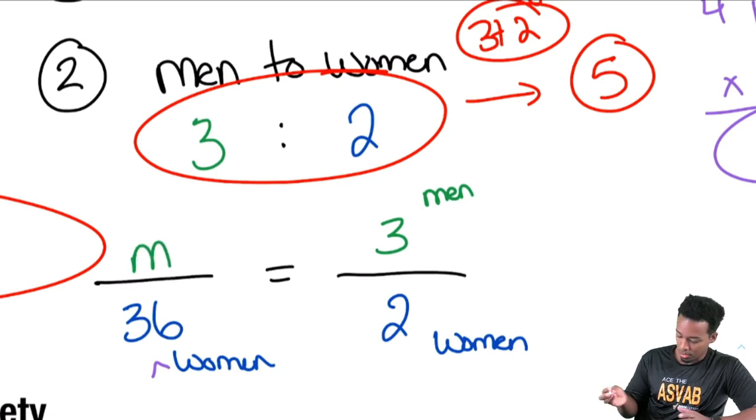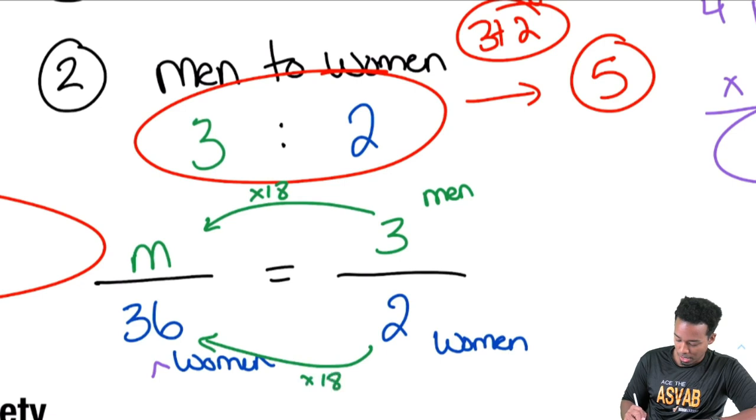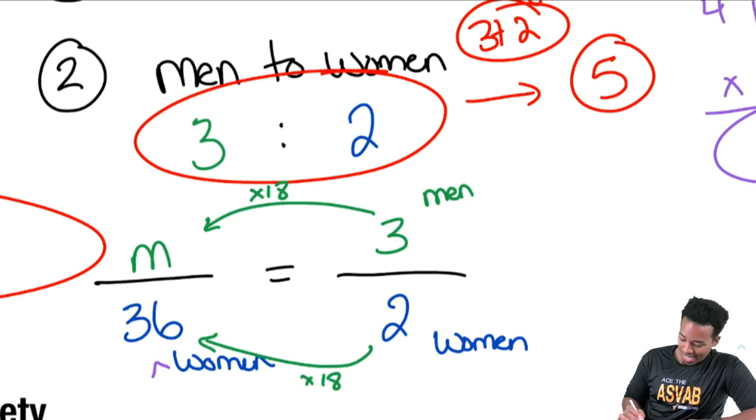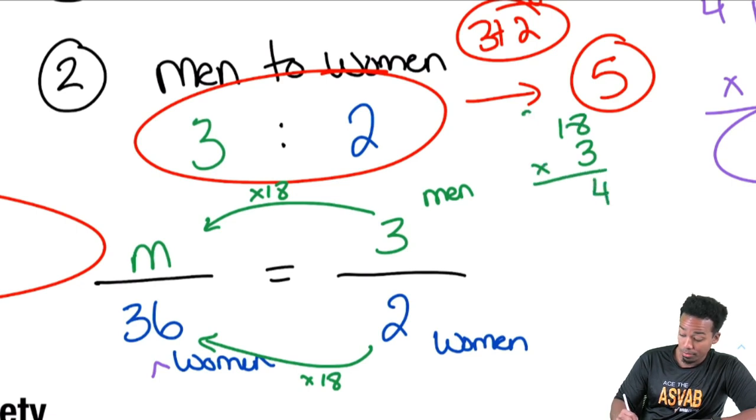But let's go ahead and solve here. Well, you can cross multiply and divide, or you can do the same thing times 18 if you'd like to. Either way, I do have a few videos on this in our courses. So again, check out that link over there, asvab.info/prep. But with that said, 3 times 18, watch this. 8 times 3 is 24. 1 times 3 is 3, plus 2 is 5. And so we have 54 men.